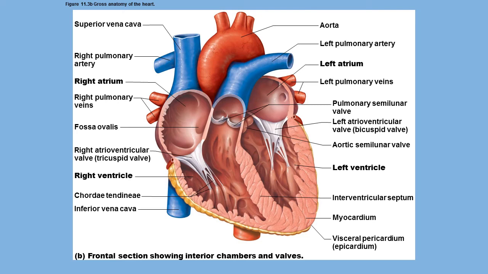You can see several other components labeled on here, such as the myocardium, epicardium. The chordae tendineae are these strands that help to keep the valves, the tricuspid and the bicuspid valves, from flowing back up into the atriums. It's positioning them to work properly.